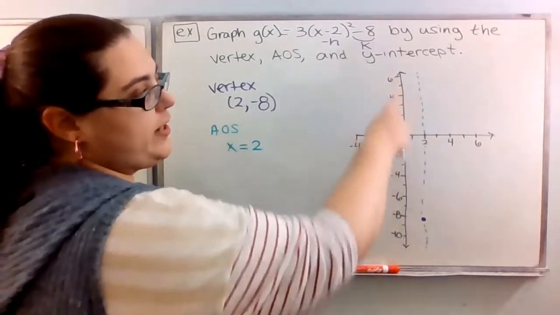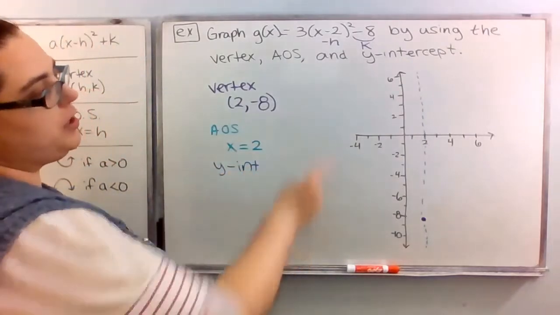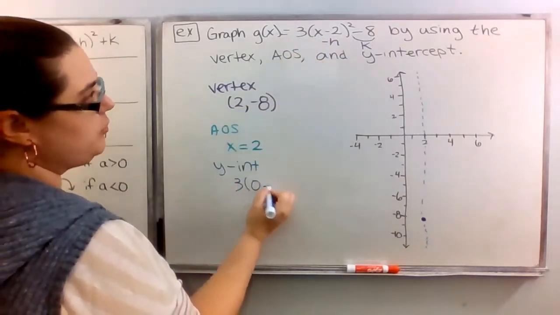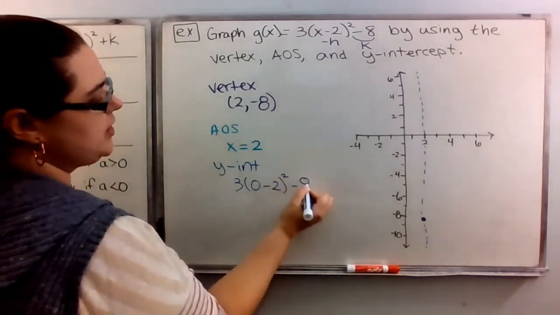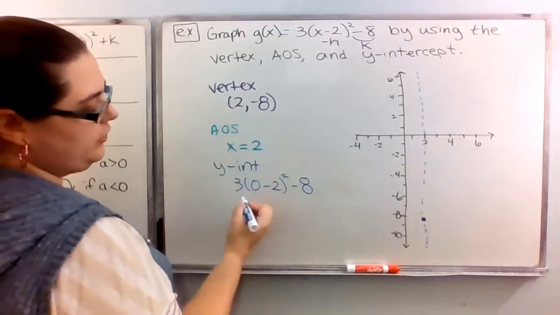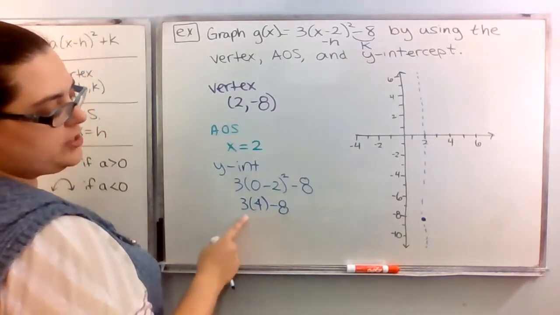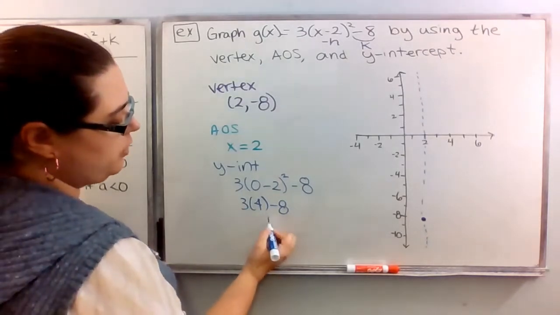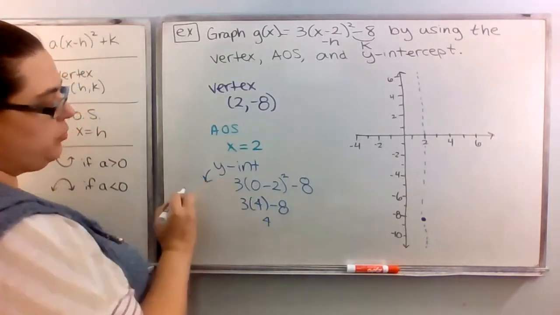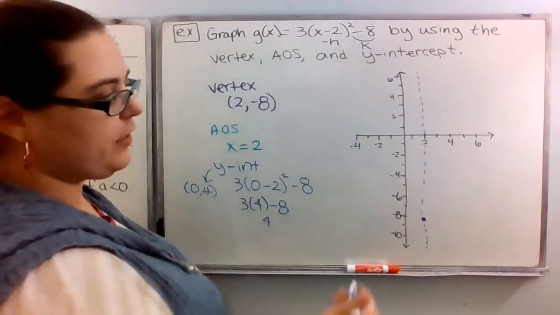The y-intercept is when x equals 0. So for the y-intercept, we're just going to plug 0 in for x and solve for y. So we'll have 3 times (0 minus 2) squared minus 8. 0 minus 2 is -2, and if I square that, I get 4. 3 times 4 is 12, and 12 minus 8 is 4. So our y-intercept is going to be the point (0, 4). We can go ahead and graph that point.